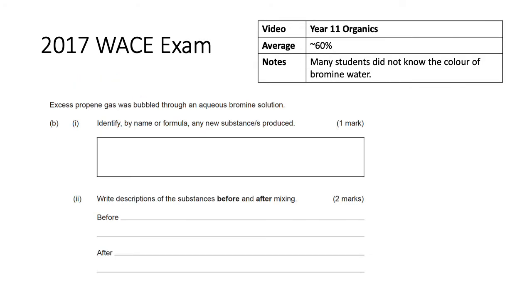Now we get on to the short answers. Again, look at this. This is from Year 11 Organics, and so Year 11 Organics is kind of important. You are going to need to make sure that you remember stuff. The examiner's note says that lots of kids don't know the color of bromine water, which is not useful. Bromine water is orange. Identify excess propane gas. It's important to remember which one is in excess. In this case, excess propane gas was bubbled through an aqueous bromine solution, which means you're going to have no bromine by the end of it, because it's all going to add to the propane gas.